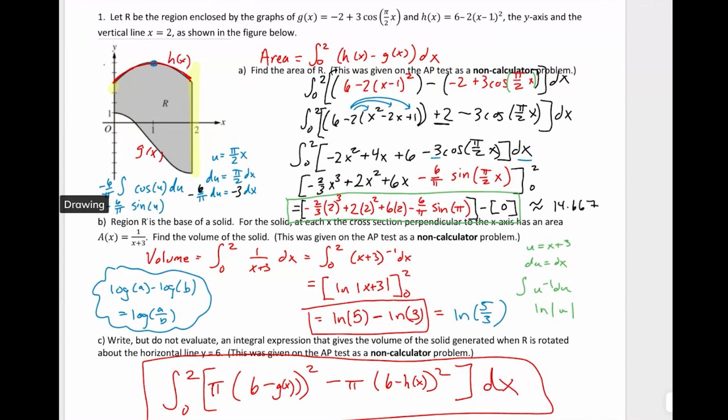This is still h of x. So cross section, let's say from here to here, is going to go into the page, and this is going to be like a square. Each cross section is going to be its own square. Obviously, they're going to be different sizes because the distance between h and g is going to be different for any given x value.